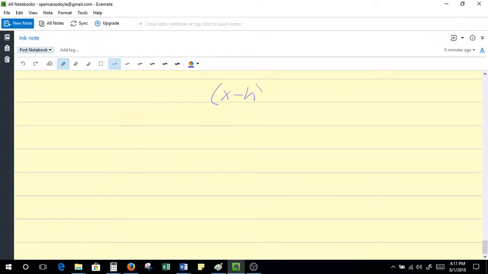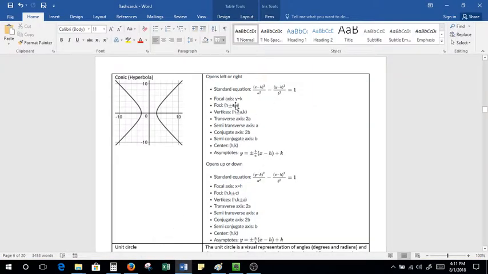x minus h squared over a squared minus y minus k squared over b squared equals 1. And we're opening, so if we go back and see, we're opening left or right based on where we're putting this information.